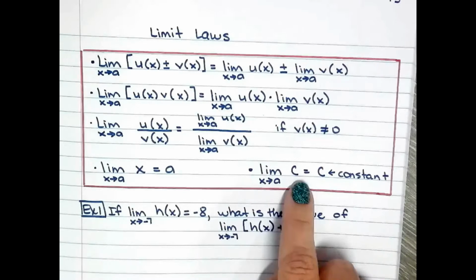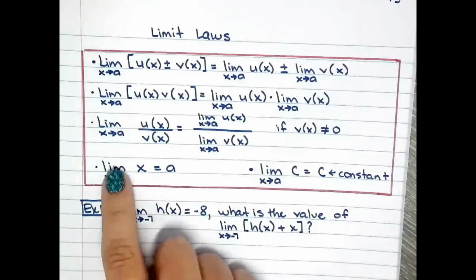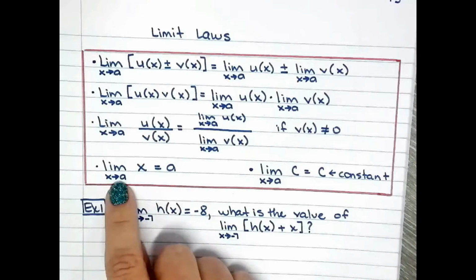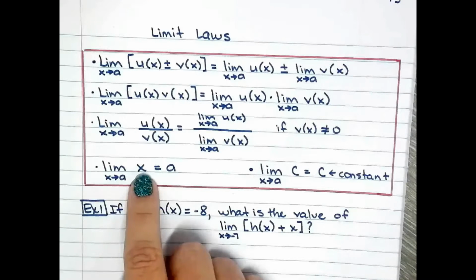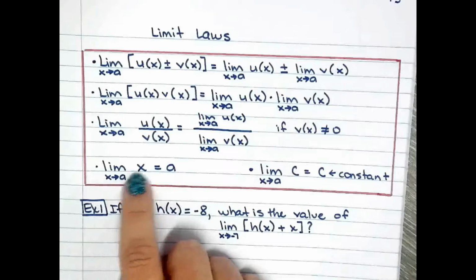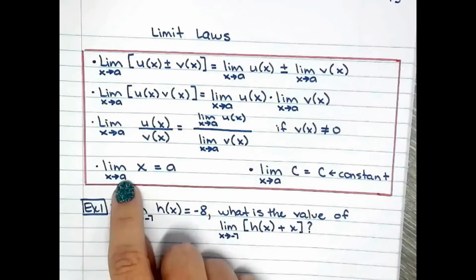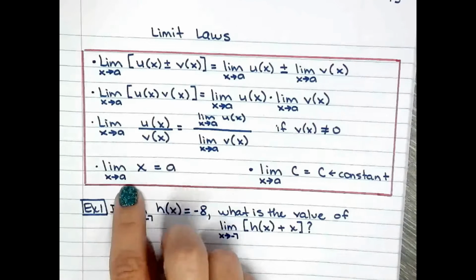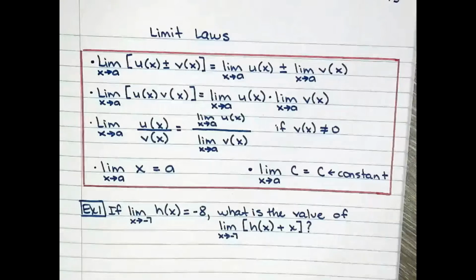The limit of a constant is the constant. And if you're trying to find the limit as x approaches a of x, then the limit will be a of that constant right there. Okay? A couple examples here we have.